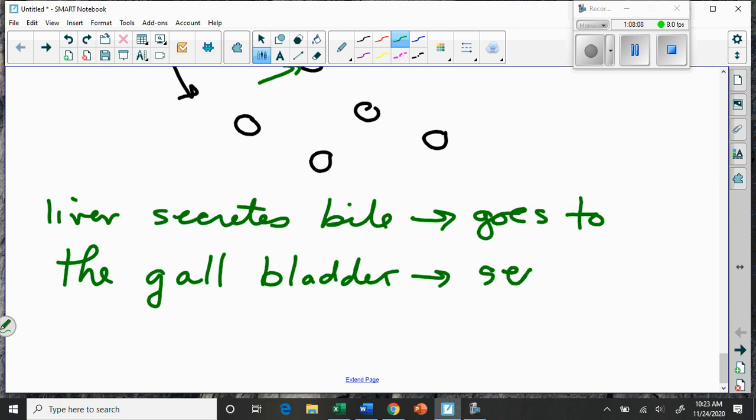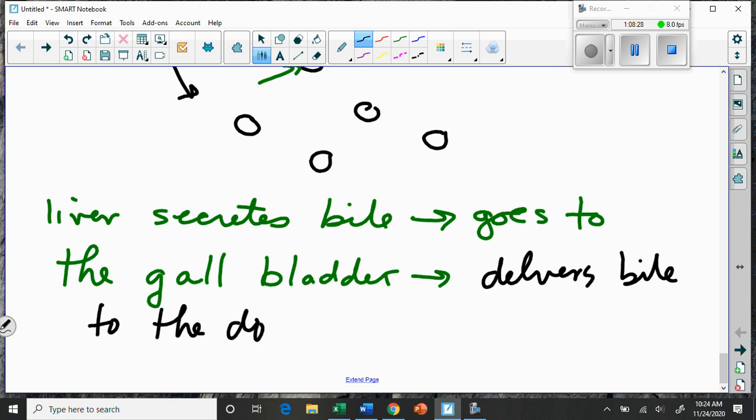The gallbladder holds on to the bile until it's needed, because you're not eating all the time, right? And then the gallbladder secretes the bile. Well, not really secretes. Secrete is a special word in biology that means to be squirted out of a cell. So the gallbladder, I'm going to say, delivers the bile to the duodenum. And so that's the liver's role in digestion.